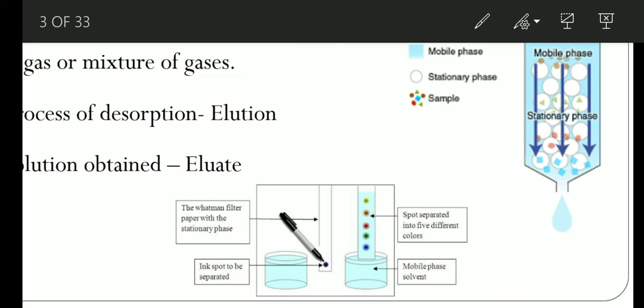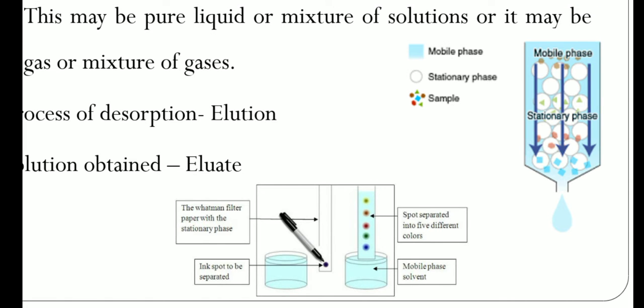In case of this paper chromatography, the mobile phase is a liquid, that is the liquid or moisture which is trapped over this paper. So here the stationary phase is liquid, and the mobile phase is also liquid. The reason is, here the stationary phase is a liquid, that is the moisture which is absorbed by the cellulose present in that Whatman filter paper, and the mobile phase is any hydrophilic or hydrophobic mixture of solvents.